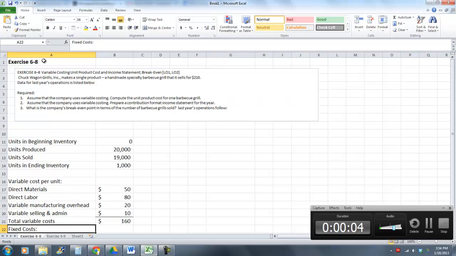These are examples from chapter 6. This is talking about variable costing and absorption costing. So, exercise 6-8: variable costing unit product cost, an income statement, and a break-even.